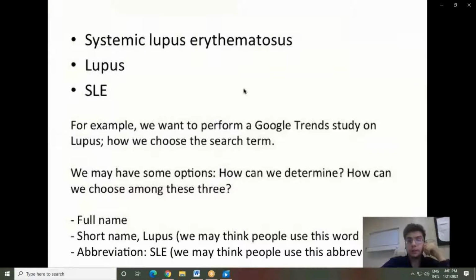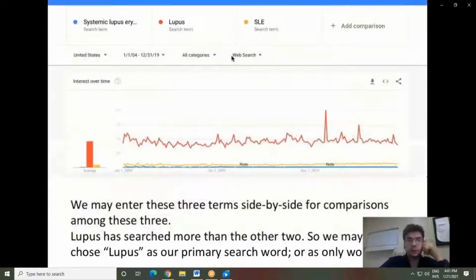Let us see an example here if we want to perform a Google Trend study. Suppose the example is lupus. How can we choose the search term? We have some options. We can either determine to search the full word systemic lupus erythematosus, or a short name, lupus, or just the abbreviation, that is SLE. What we will do is search all three of these terms separately and then see what the search results are like. When we search all three together, what we find is the term lupus has got the maximum search results. You can see it here. And so the term lupus could be the primary keyword for our searches on SLE.